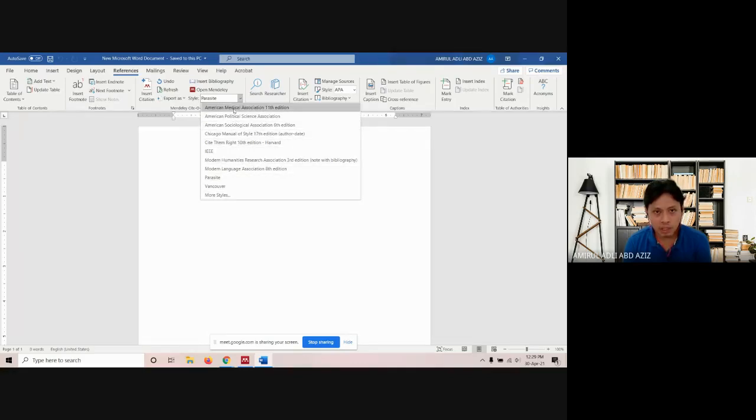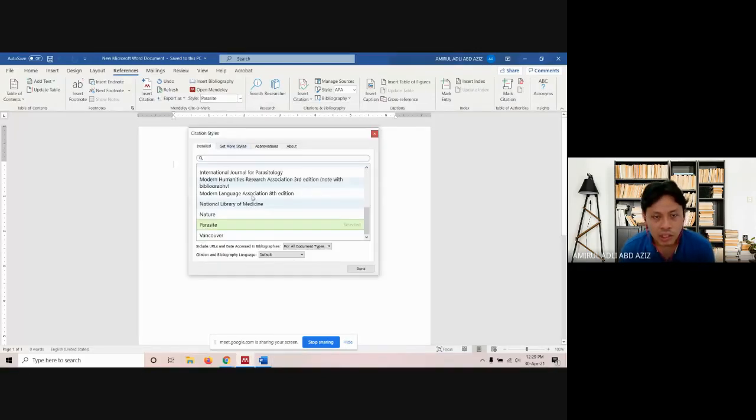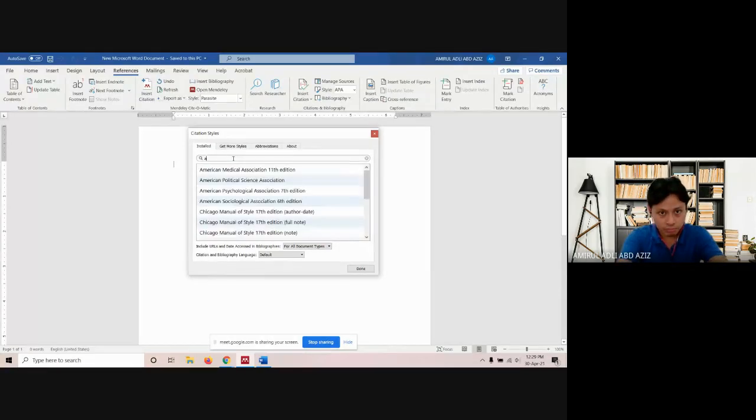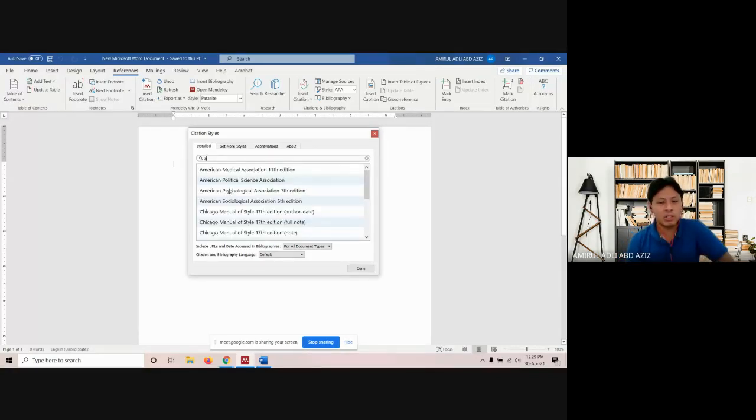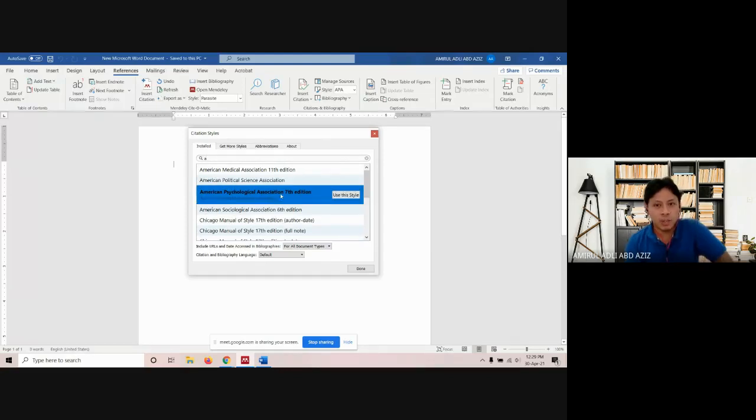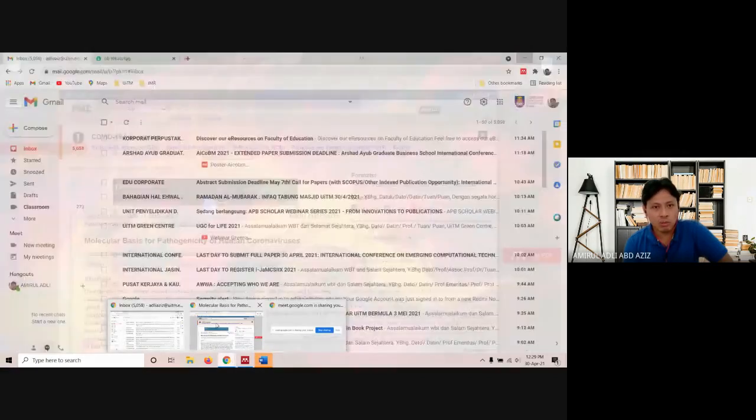Okay, kat sini saya tak ada APA ke ada? Okay, kalau tak ada kita kena cari, and then kat sini kot. Psychological, ni American Psychological Association, this is APA. So APA 7th edition. Yang ni use this style. Okay, and then it is selected there. So this is APA 7. Okay, I don't know what's the current edition now, but you can download that if you want. Okay, let's see if I can show you how to download that.